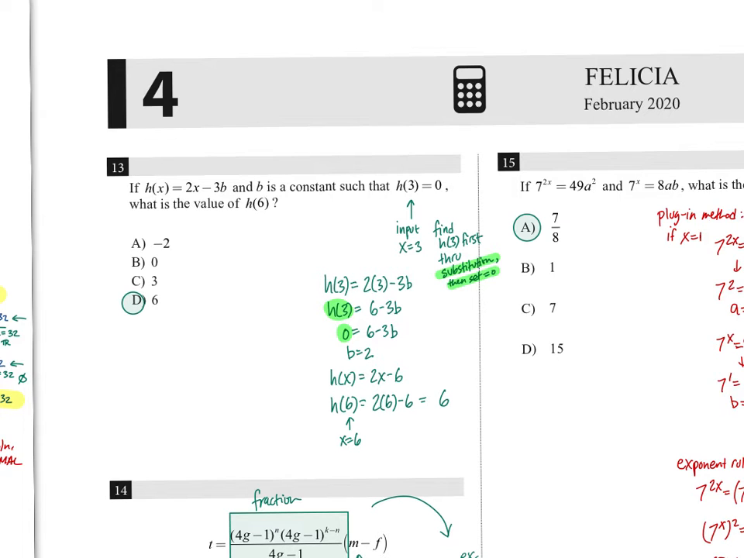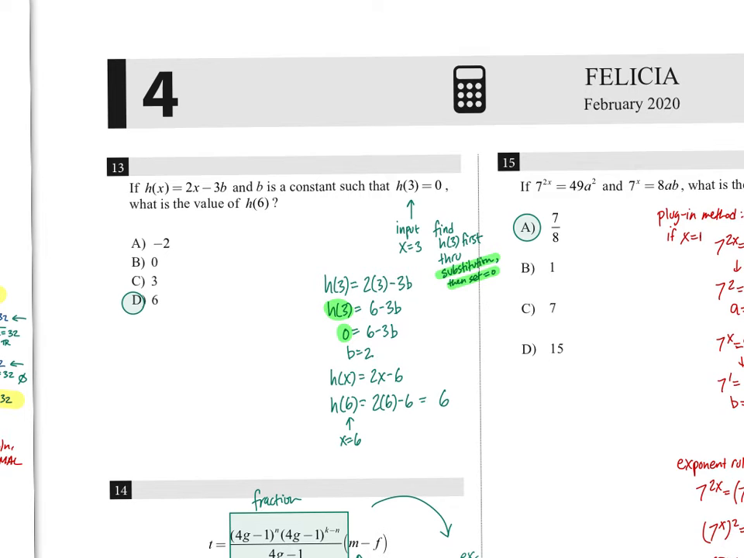So if we find h of 3 first ourselves, right, by plugging in x equals 3 through substitution, then we will get a b value of 2, right? So we plugged in x equals 3 ourselves and worked on the right-hand side. We set it equal to 0 because they told us that the numerical value is 0, but we've substituted it in and got 6 minus 3b, and then we got that b is equal to 2.